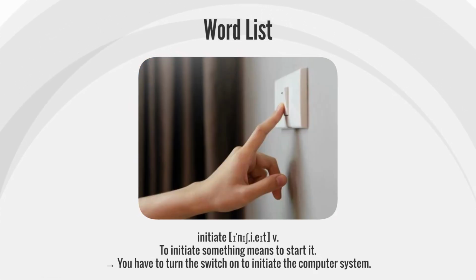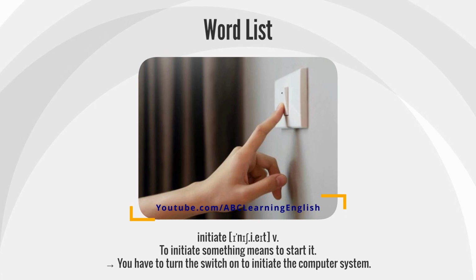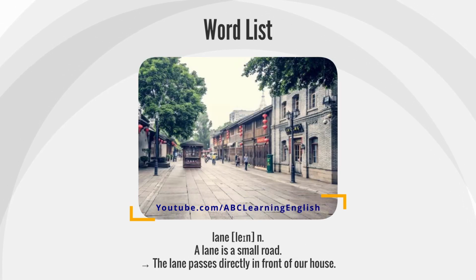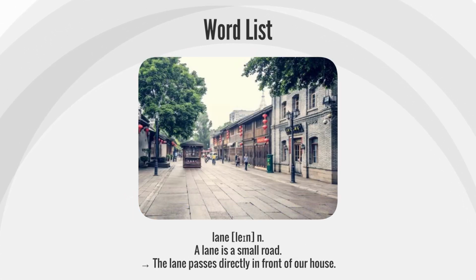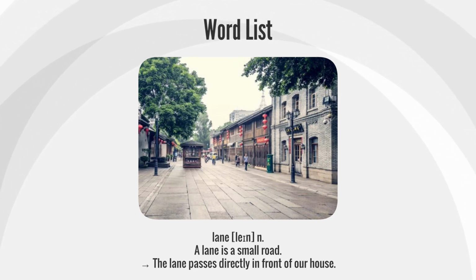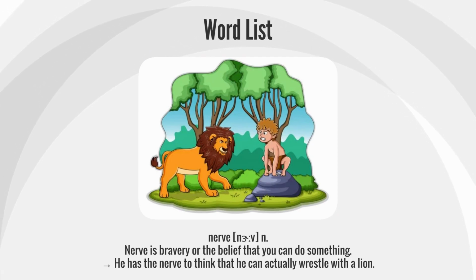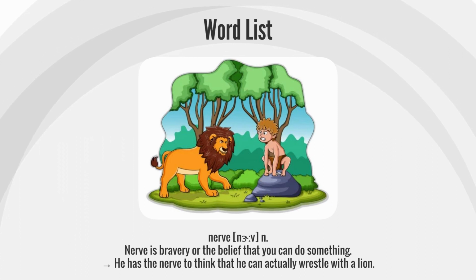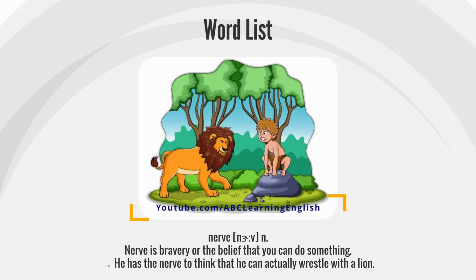Initiate. To initiate something means to start it. You have to turn the switch on to initiate the computer system. Lane. A lane is a small road. The lane passes directly in front of our house. Nerve. Nerve is bravery or the belief that you can do something. He has the nerve to think that he can actually wrestle with a lion.